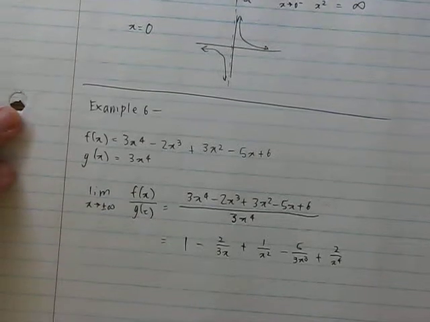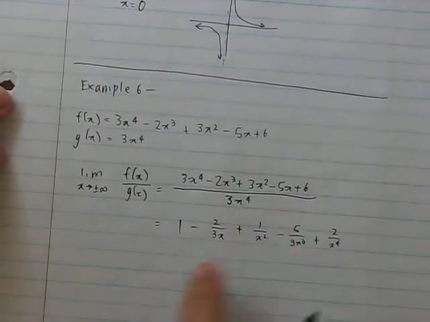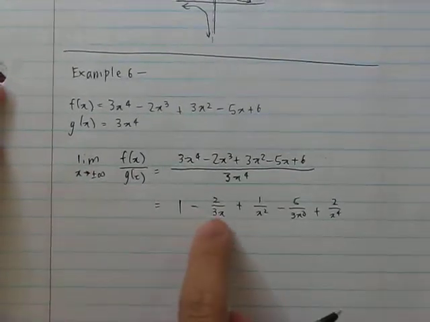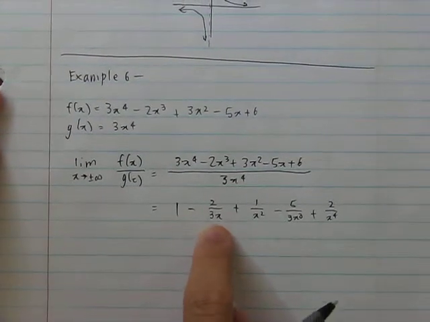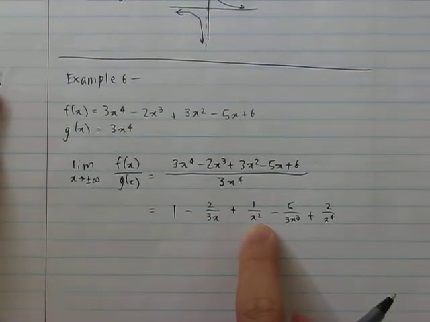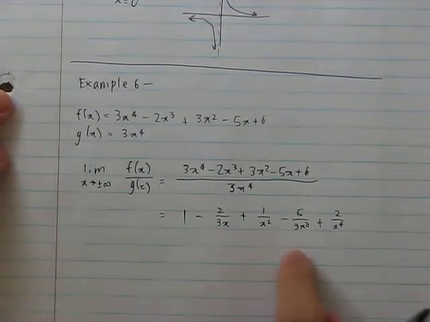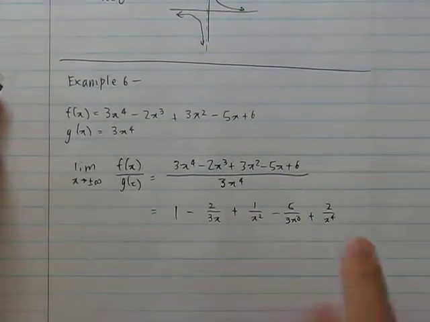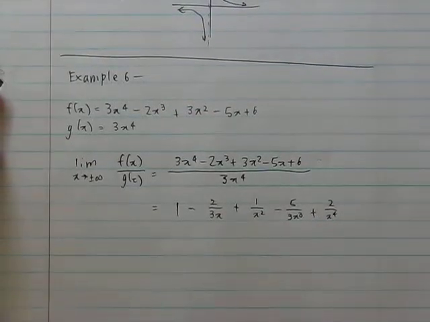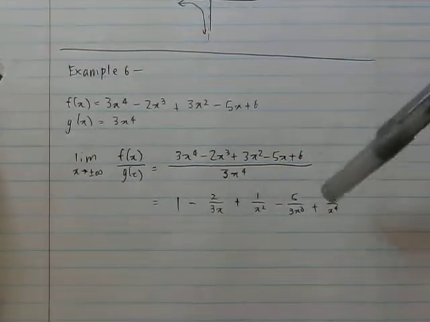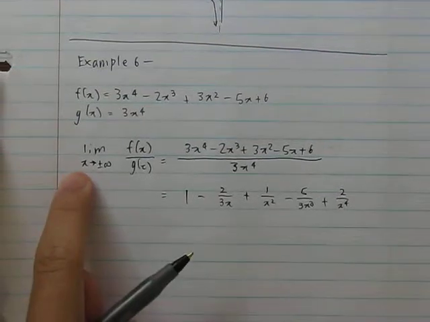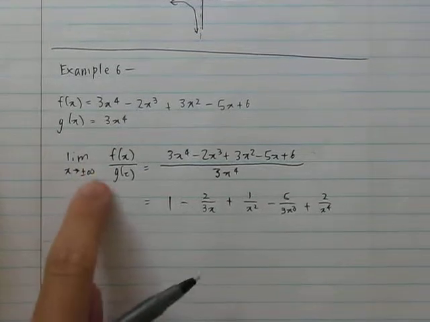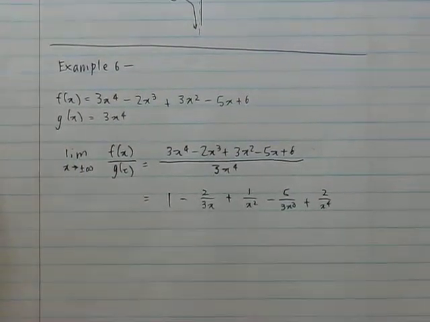Right? Now, you should be convinced that since all the x's are on the bottom, as x approaches a really large value, this is going to be 2 divided by some huge value, and that's going to be 0. This is going to be 1 divided by some huge value, that's going to be 0 as well. This is 5 divided by some humongous value, since you actually have to cube it, 0. And this, x to the 4th, needless to say, will also go to 0. So in the end, the limit as x approaches positive or negative infinity of f of x divided by g of x will equal 1, right?